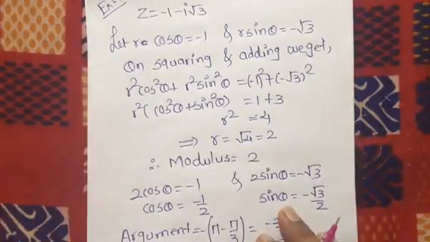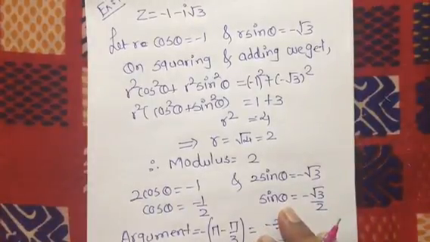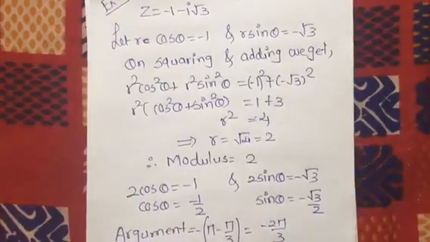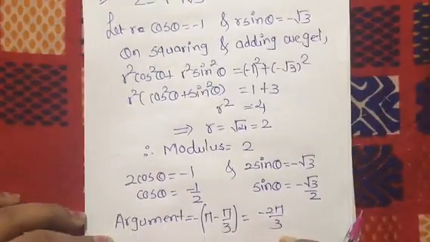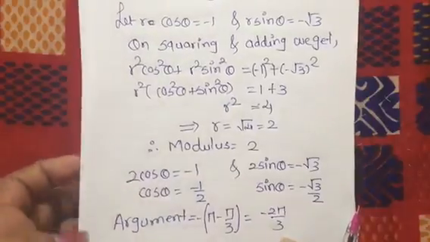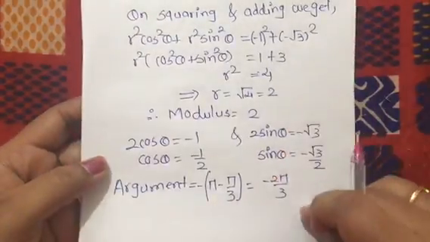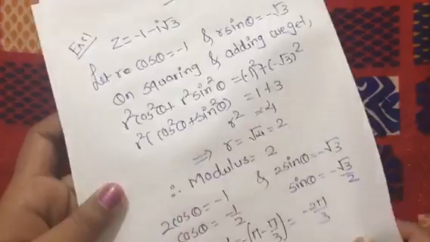So how can we write it in an argument? We have found it. We have to just find the modulus and argument. We don't have to find the polar form. Okay, so modulus is 2 and argument is -2 pi/3.